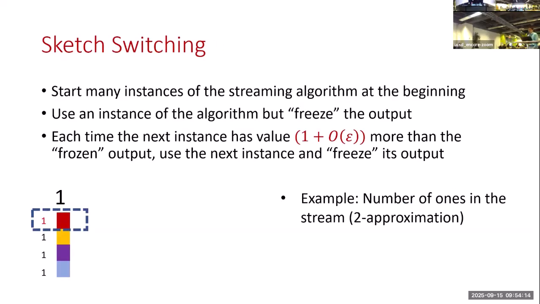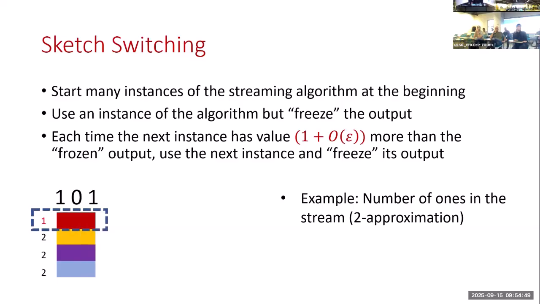Here, let's say again that our goal is to get a 2 approximation for the number of ones in the stream. Same problem that we looked at before. And we have 4 instances of a streaming algorithm. These are the 4 that you see on your screen. As we feed in more inputs, we will give those inputs to all of the streaming algorithms. After the first 2 updates, maybe all the algorithms say 1. Well, we've frozen the first one, and so we will keep outputting 1 until the next algorithm, the yellow algorithm, changes its output by a factor of 2.